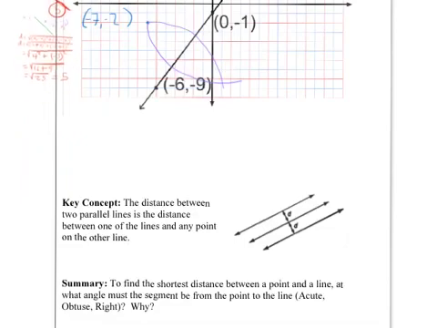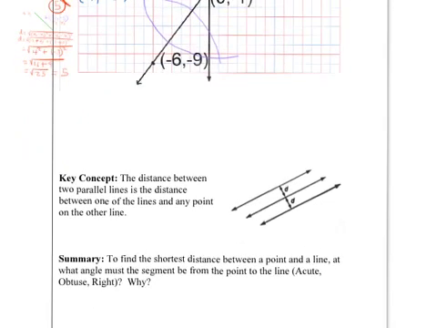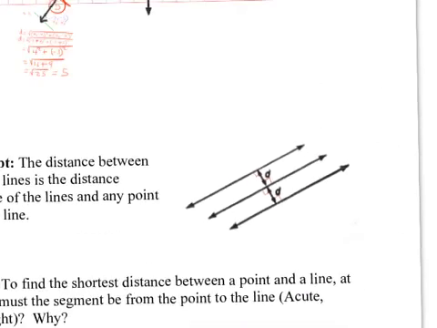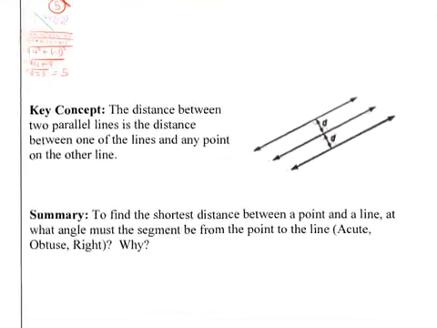Lastly, I just wanted to read this key concept to you. It says the distance between two parallel lines is the distance between one of the lines and any point on the other line. So if I wanted to find the distance between these two lines, I could just pick any point on this line and then find the distance from that point to this line the same way we just did on the previous problem. And that would actually give me the distance between the lines, as long as all these distances are right angles, which they will be if we construct perpendicular lines. So I don't think you're going to have a lot of problems like that, but just a little concept that I'd like for you guys to be aware of.